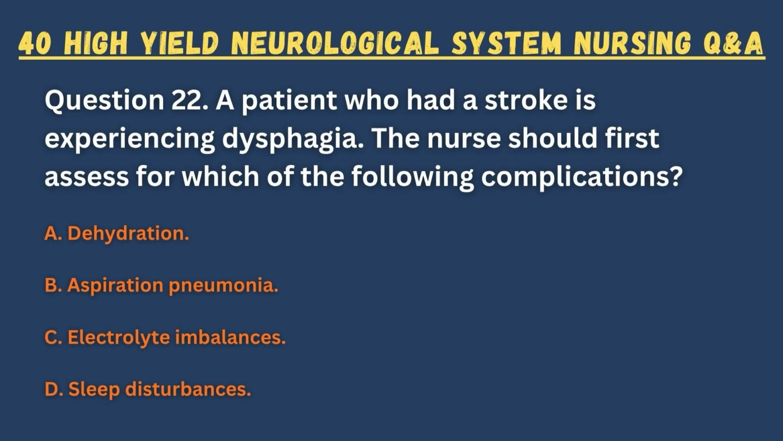Question 22. A patient who had a stroke is experiencing dysphagia. The nurse should first assess for which of the following complications? A. Dehydration. B. Aspiration pneumonia. C. Electrolyte imbalances. D. Sleep disturbances.